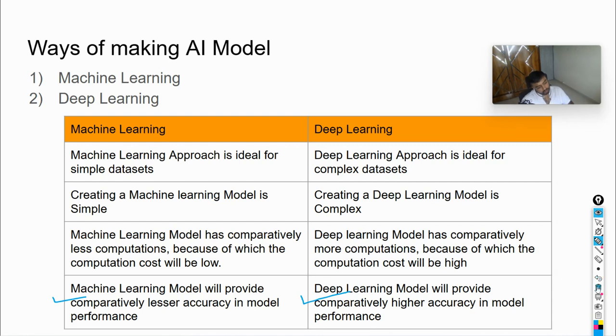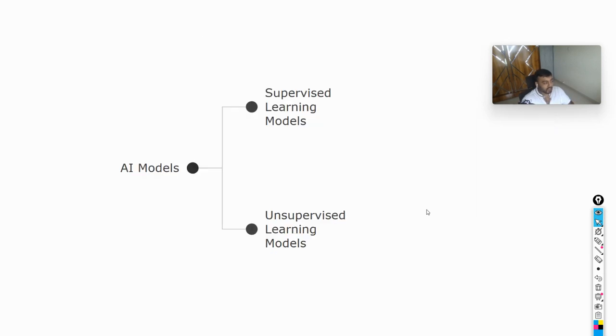Okay, fine. So this is just a simplistic overview of the two approaches. So there are two main approaches to create a AI model. First is the approach of machine learning, second is the approach of deep learning. Now let's proceed. Let's understand the different types of AI models. So remember, guys, that there are many types of AI models.